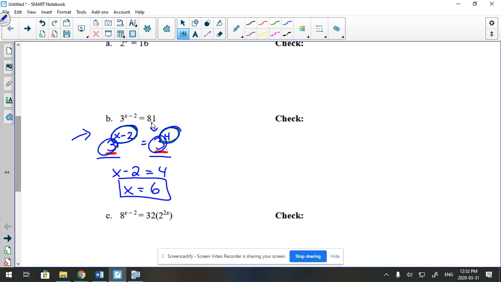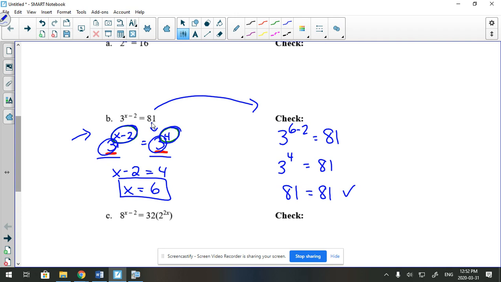We can always check our answers, don't forget. So let's do one of those. What you're going to do is rewrite the original equation, but now instead of x, I'm going to put a 6 in, and I'm going to make sure that this works. So 6 minus 2 is 4, and if I go 3 exponent 4 in my calculator, I can see that it checks out, and that must be the correct solution.